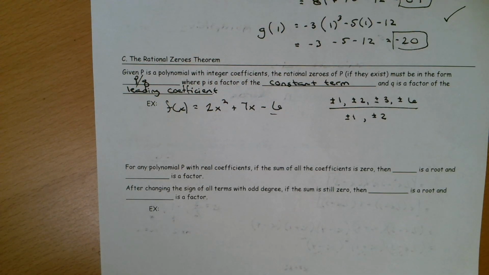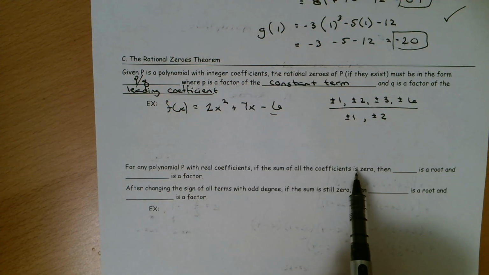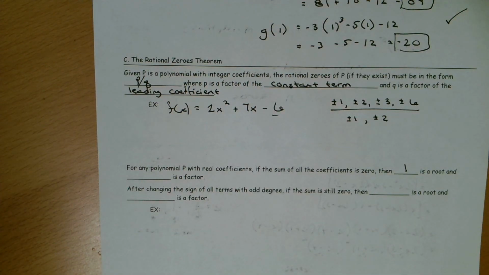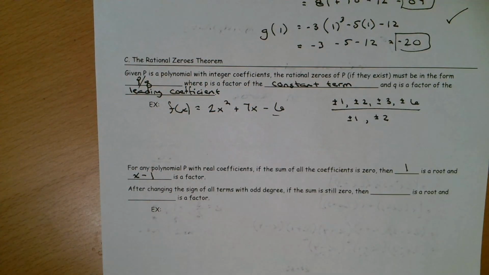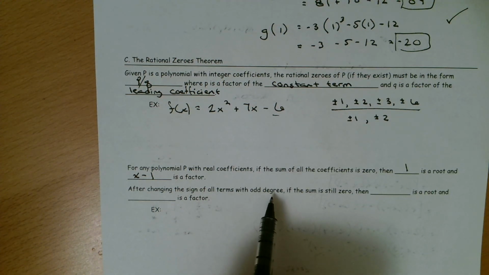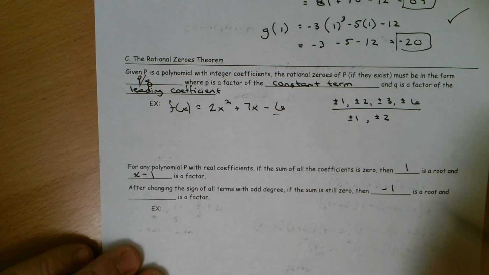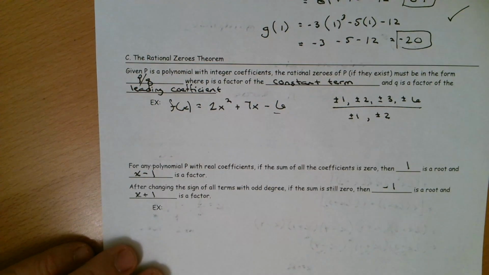Okay, the rational root theorem also has this neat little corollary that says if the sum of all the coefficients is 0, if you add up all the coefficients and you get 0, that means you already know 1 is a root, 1 is a 0, which means x minus 1 is a factor. It also says that if you change the sign of all the terms with an odd degree and the sum of those coefficients is still 0, then -1 is a root, or 0. And x plus 1 is a factor.